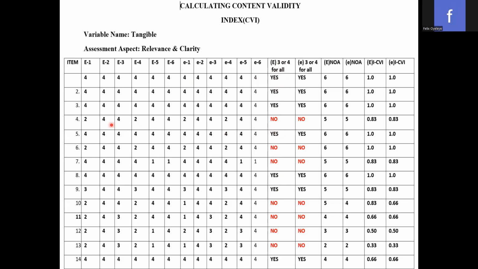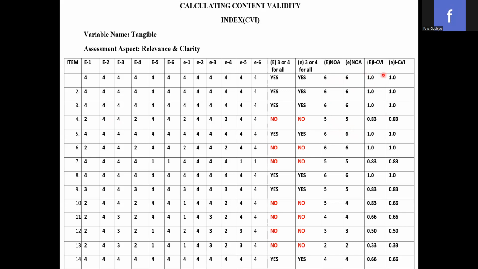If there are places where you have 2, that is no 3 or 4 for all, here we have 2, here we have 2, here we have 2. So here you put no. And then you come here, you say number of agreements. What's the number of agreements? Then you calculate the number of agreements and write here. You have 6 agreements here, you have 6 agreements here. But in this case, you have 5 agreements, you have 5 agreements.